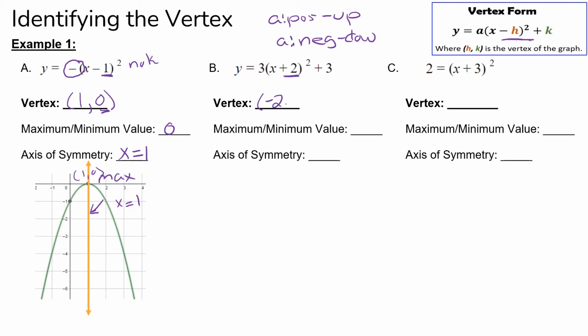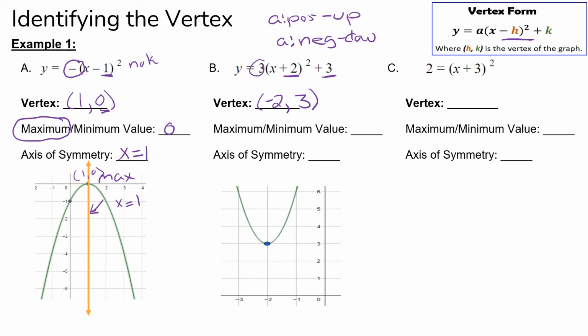So that's -2, and then our k is 3. And I forgot to circle maximum right here. So does this graph have a maximum or minimum? Where our a is positive, right? So that graph goes up, all right? So that would be a minimum because that would be the lowest point on the graph.